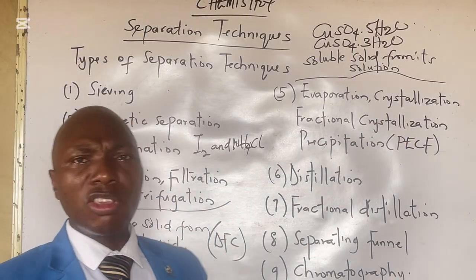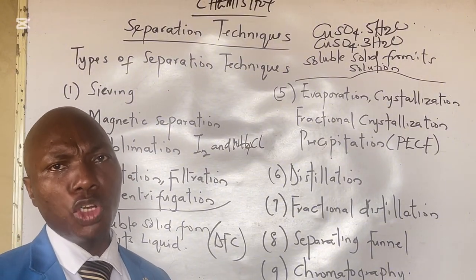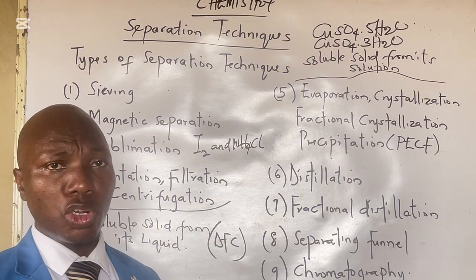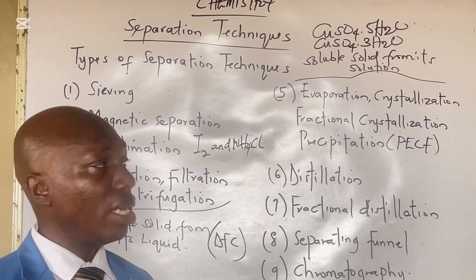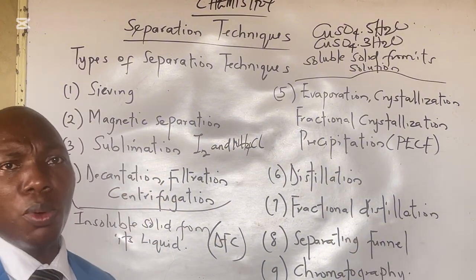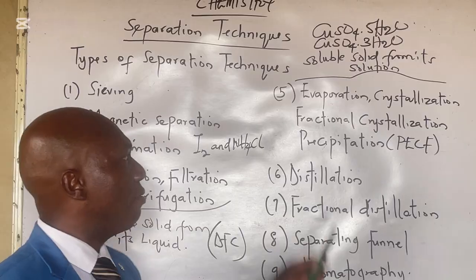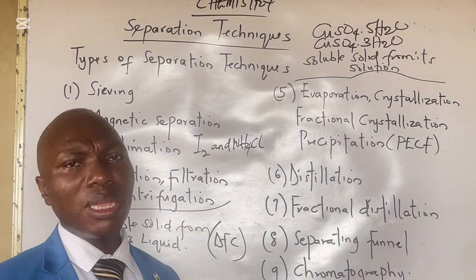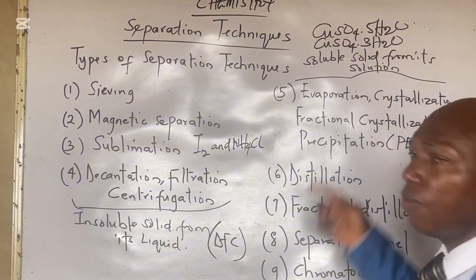Industries that use crystallization are the drug and sugar making industries. They make use of crystallization for salts which can decompose easily on heating in their solution. Another one is fractional crystallization. Fractional crystallization is also used to separate soluble solid from its solution.